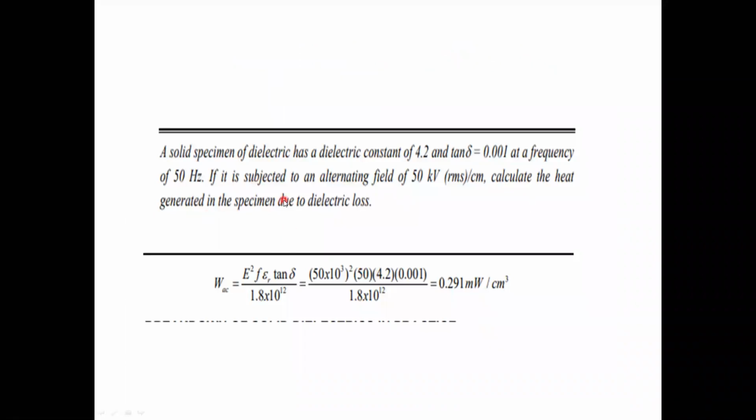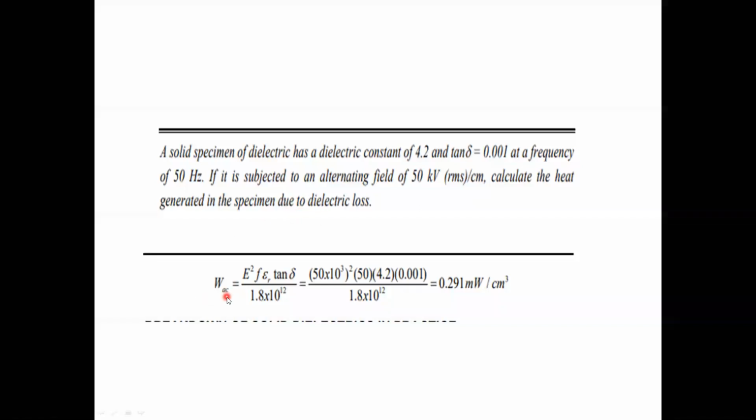So let us consider one numerical problem about dielectric thermal breakdown using AC. If you apply high AC voltages, how does the breakdown take place? A solid specimen of dielectric has a dielectric constant of 4.2 and tan delta equal to 0.001 at a frequency of 50 Hz. It is subjected to an alternating field of 50 kV RMS per centimeter. Calculate the heat generation of the specimen due to electric loss. Because of AC only, the breakdown of the insulating material takes place.